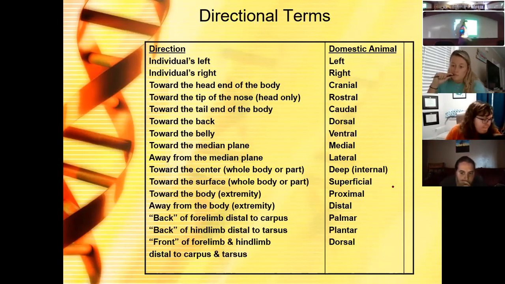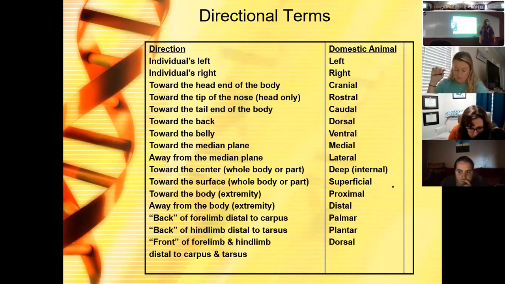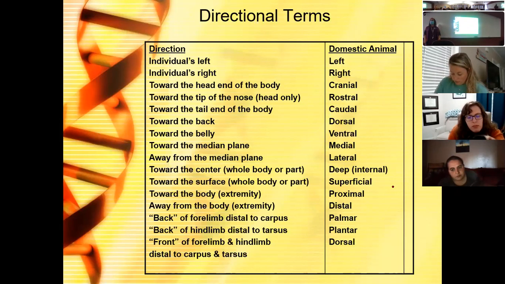Caudal is the term for tail. You probably talked about this in med term: caudate means to have a tail. So caudal means this direction. My hips are caudal to my shoulders. Shoulders are cranial to my hips. Hips are caudal to my shoulders.